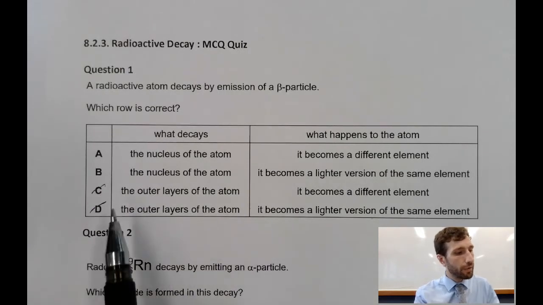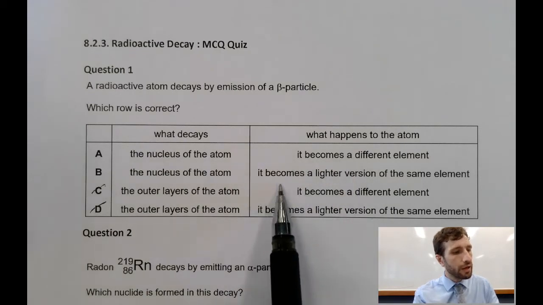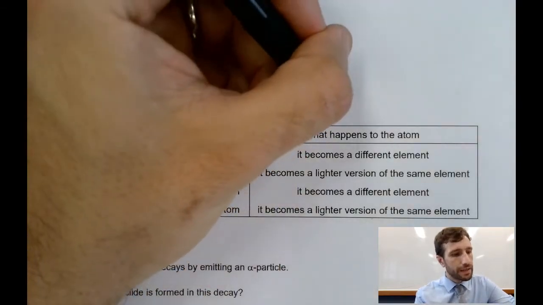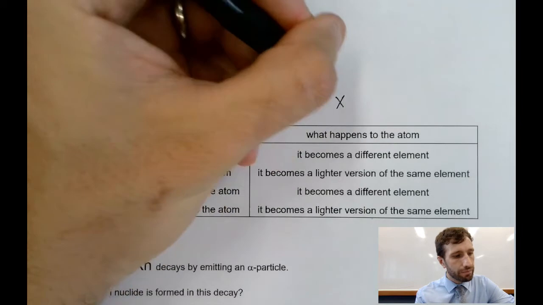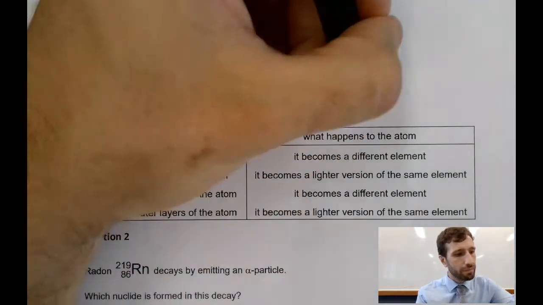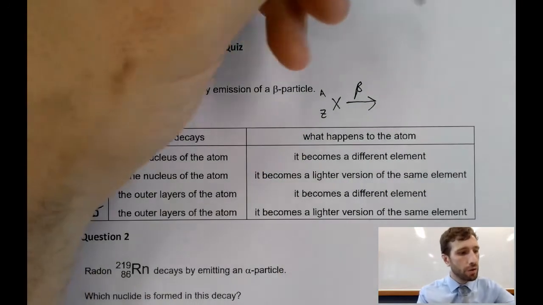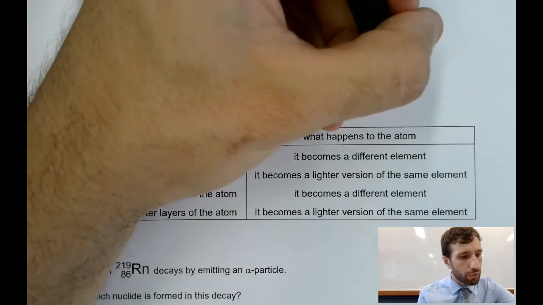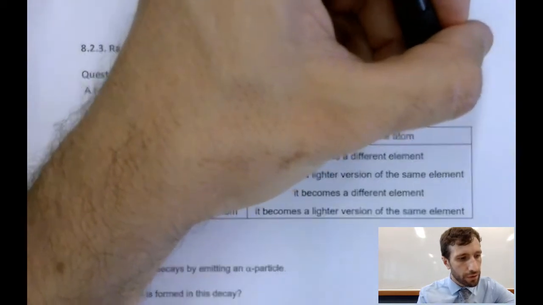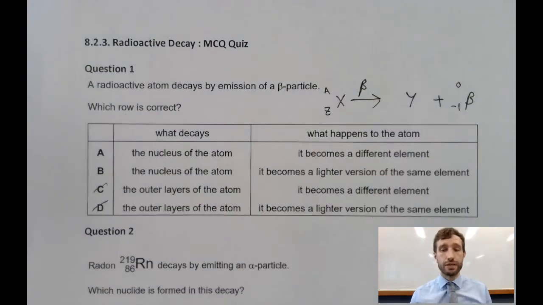Then we've got to think about what happens here. We've either got, it becomes a different element, or it becomes a lighter version. Let's have a look. Let's try and write up our beta decay. If we have the element X with our nucleon number A and proton number Z, and it does beta decay, in this case beta minus, that produces a new element Y and our beta particle. The way we write our beta particle is 0 and minus 1.